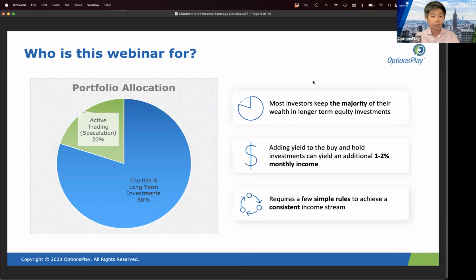Who is this webinar for? Many of you, as you said, answered 1, saying that you have equities and long-term investments. Now, when I look at the vast majority of portfolios, and I've been doing this for 17 years as a market strategist, I have seen just about every single trading strategy, portfolio construction method, method for analyzing and selecting stocks, and different ideas that people have for how to maximize their option strategies and their stock strategies. I've seen just about everything under the sun.